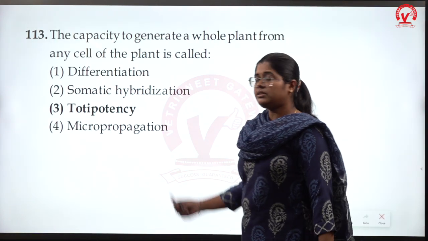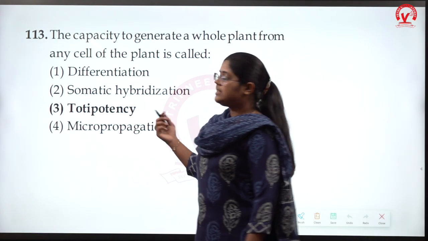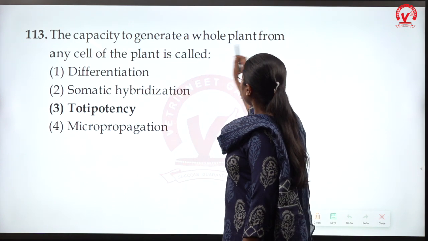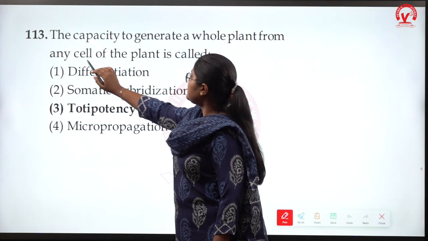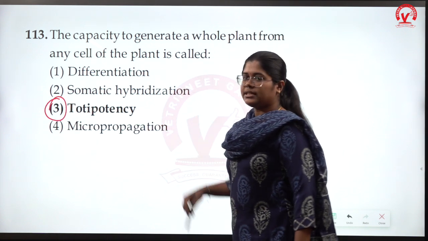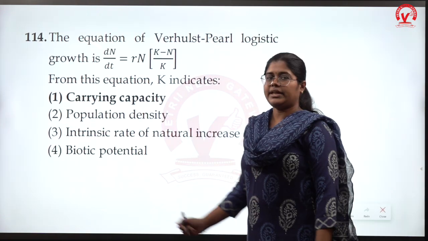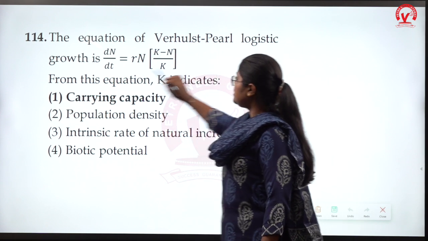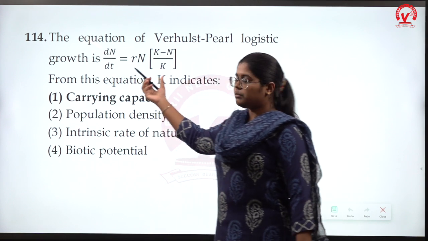So next question, this is also a direct NCERT statement. The capacity to generate a whole plant from any cell of the plant is called totipotency. Third option is correct.